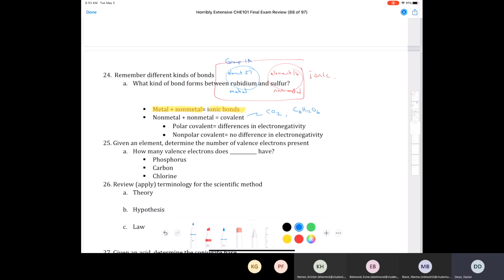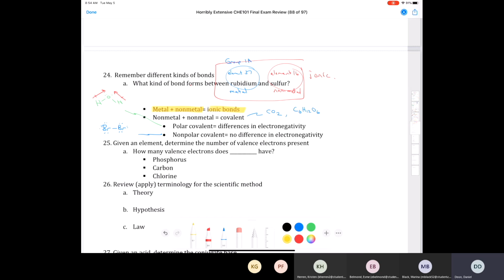Also, you should know the difference between a polar bond and a non-polar bond. So let's say, for example, in a molecule like water, if I draw the molecular geometry of water, we know that these are polar bonds because oxygen is more electronegative than hydrogen. Whereas what if I have something like bromine, Br2? This is a nonpolar compound because it has no dipole. There's no difference in electronegativity between those elements.